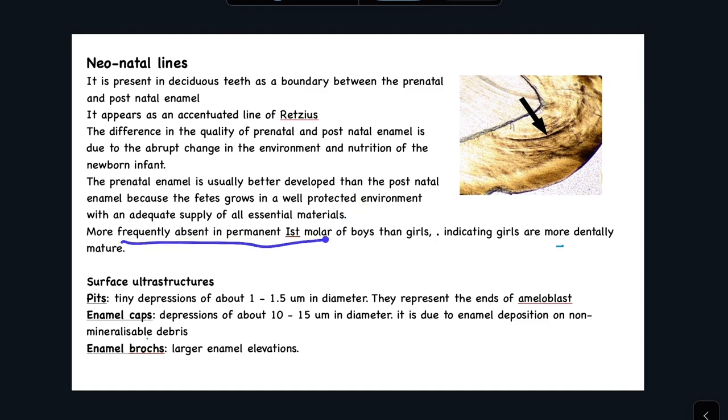More frequently, this line is absent in the first molar of boys than girls, indicating that the girls are more dentally mature. So it is generally absent in the first molar of boys. Okay, this line is generally absent.